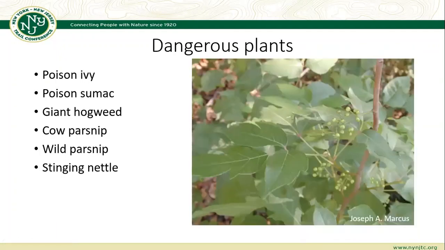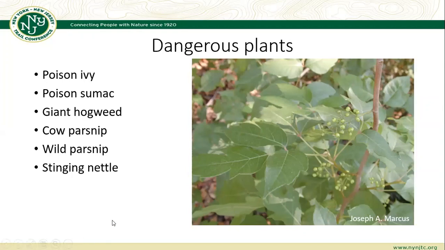Okay, so I've mentioned dangerous plants a few times in this webinar. Pictured here is poison ivy. I didn't put pictures of all of the other plants. I just wanted you to be aware of them so that you can look into them on your own time before you go touching any plants. So poison ivy, everybody's familiar with. We've also got poison sumac, giant hogweed, cow parsnip, wild parsnip, and stinging nettle.